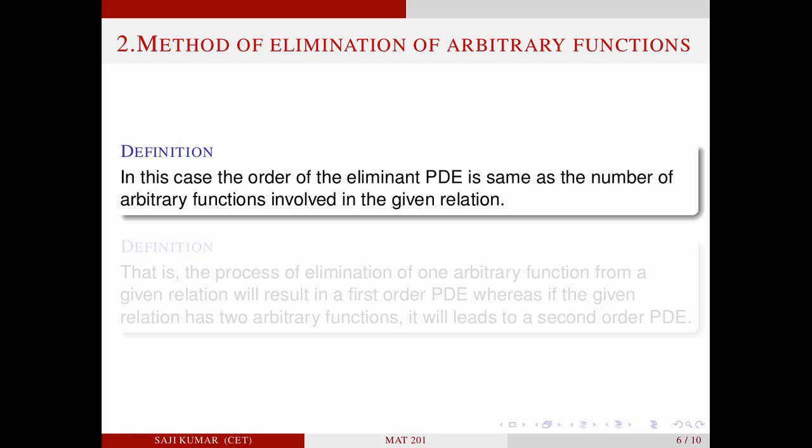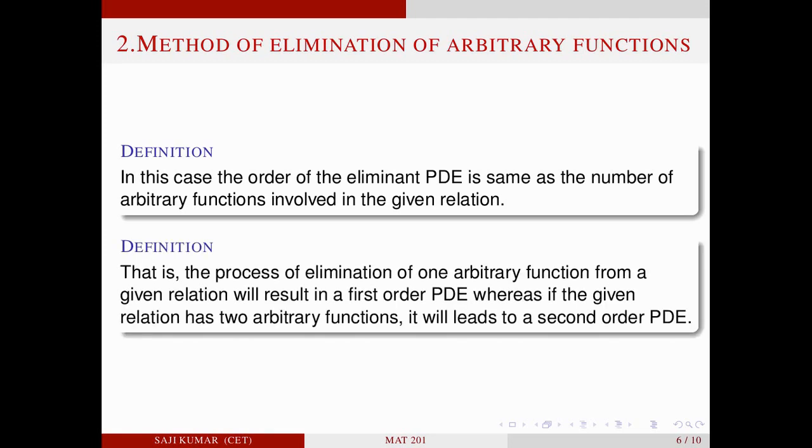Definition: in this case the order of the eliminant PDE is the same as the number of arbitrary functions involved in the given relation. That is, the process of elimination of one arbitrary function from a given relation will result in a first order PDE, whereas if the given relation has two arbitrary functions, it will lead to a second order PDE.